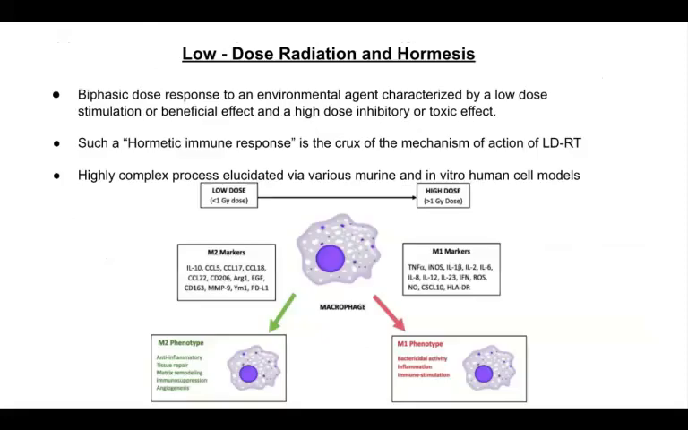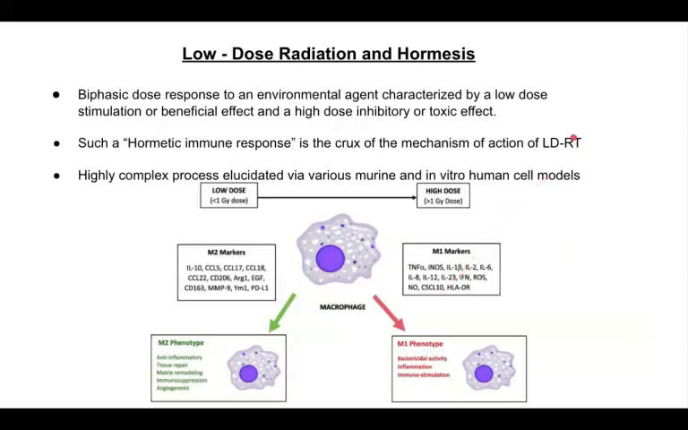Now let's come to a very interesting topic, and that's being explored worldwide. That is the use of low dose radiation. What is this low dose radiation and hormesis? Hormesis is a terminology that, to be honest, even I've come across recently. It's defined as a biphasic dose response to an environmental agent, characterized by a low dose stimulation or beneficial effect and a high dose inhibitory or toxic effect.